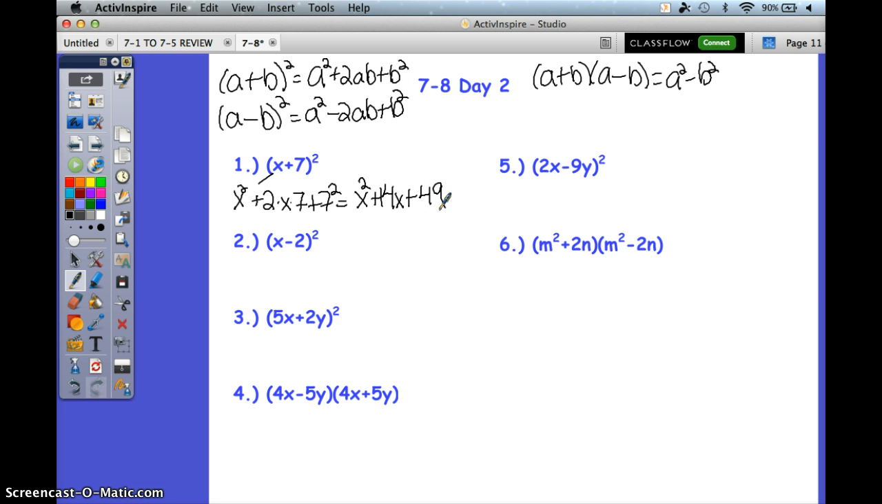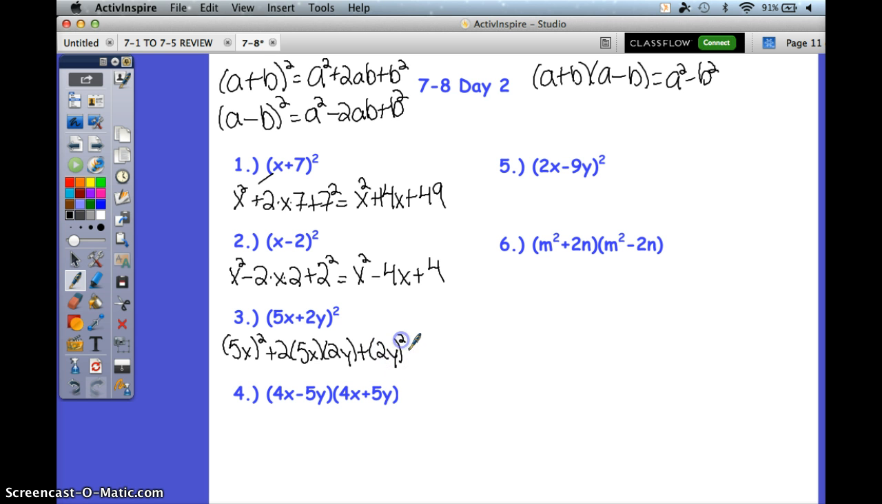For number 2, it's the minus one. So we have x squared minus 2 times x times 2 plus 2 squared. So it's x squared minus 4x plus 4. This one, it's back to the beginning. So we have in parentheses 5x squared plus 2 times a, which is 5x, times b, which is 2y, plus b squared, which is 2y quantity squared.